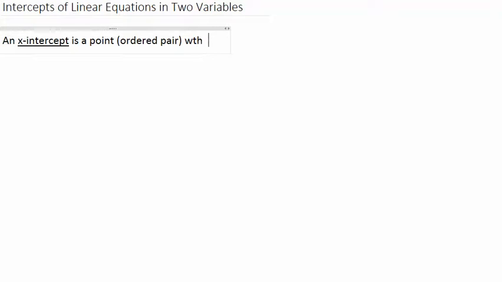Now we look at intercepts of linear equations in two variables. Before we do that, we better define what an intercept is. So we begin with an x-intercept. An x-intercept is a point, an ordered pair. Points are ordered pairs when we're talking about two dimensions, where the graph touches the x-axis. It doesn't have to cross through necessarily, but touches the x-axis.